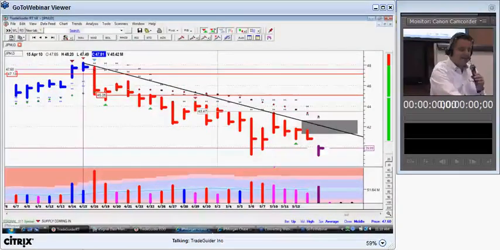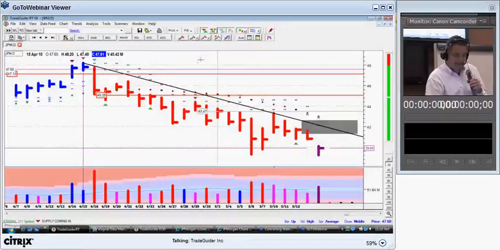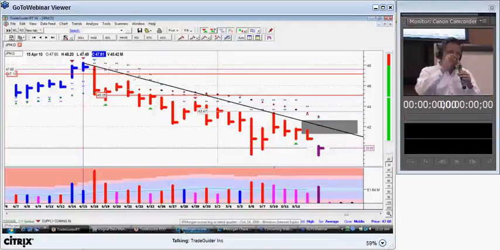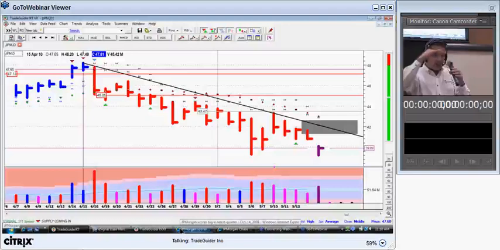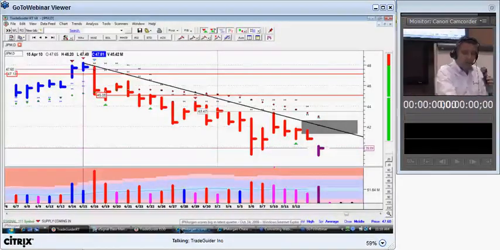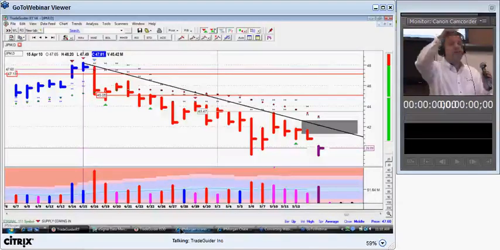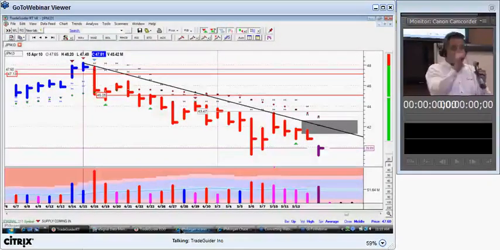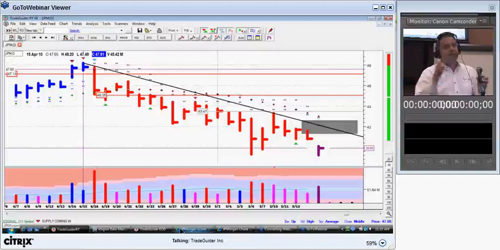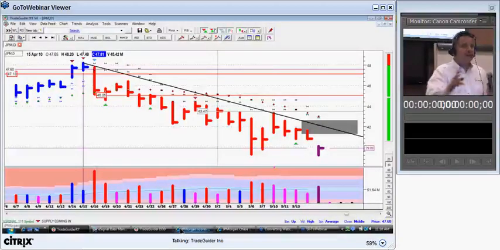And I'll show you what a test looks like in a minute. If we come into this area where the red line is and we test it, that's a low volume, narrow range bar that closes in the middle or low near this level, and it refuses to break it, and then it takes off, you buy the next test. Not the first one, you buy the next one. The secondary or third test after you've broken out.